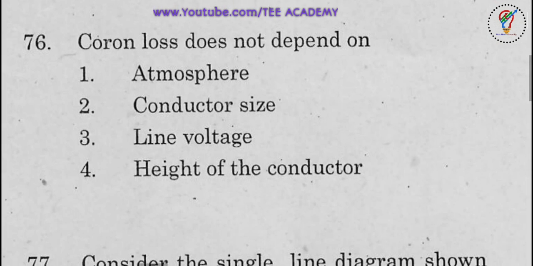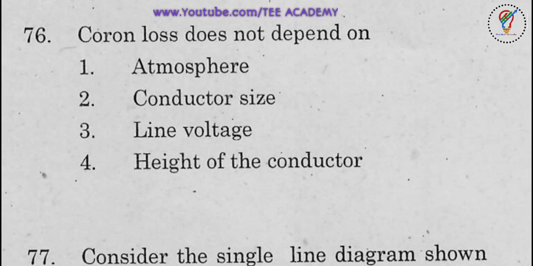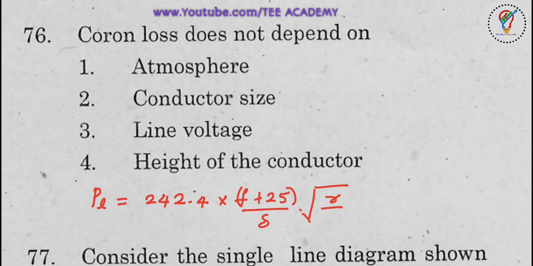And the next question, question 76: the corona losses do not depend upon which of the following? We will write the basic formula here. The corona losses P_L is equal to 242.4. In some texts it will be 255, but I am writing this; just observe the formula: (f plus 25) divided by delta, into square root of r divided by d, into (V minus V naught) whole square. Its units are kilowatt per kilometer per phase.